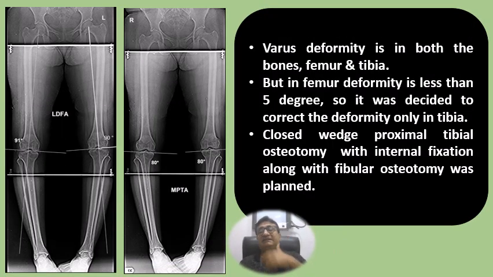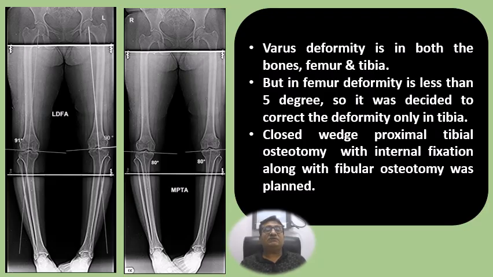If we do a malalignment test, here we can observe that the lateral distal femoral angle on the right side is 91 and on the left side it is 90. The normal mechanical lateral distal femoral angle should be 87. So there is 3 to 4 degrees of varus deformity in the femur. And if we measure the medial proximal tibial angle, that is 80 on both sides. The normal value is 87, so there is about 7 degrees of varus deformity in the tibia.